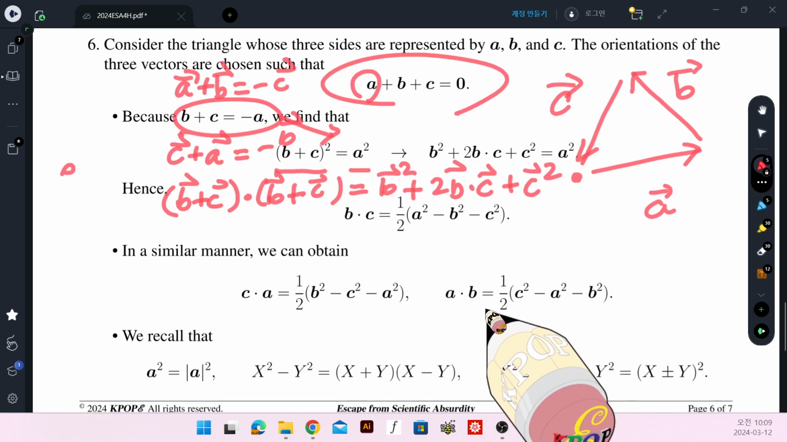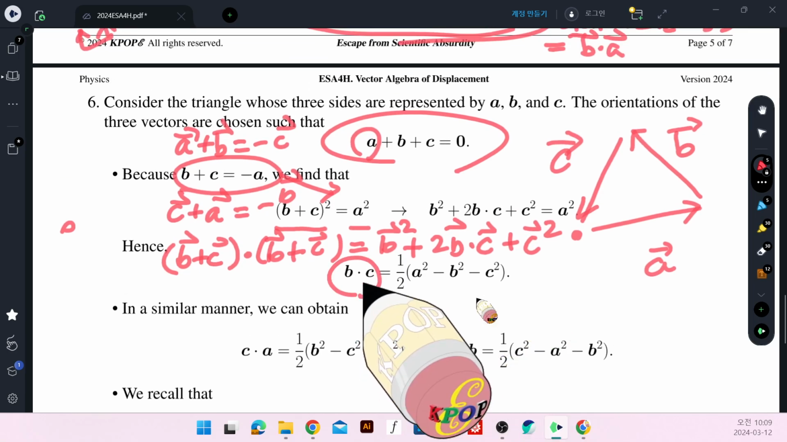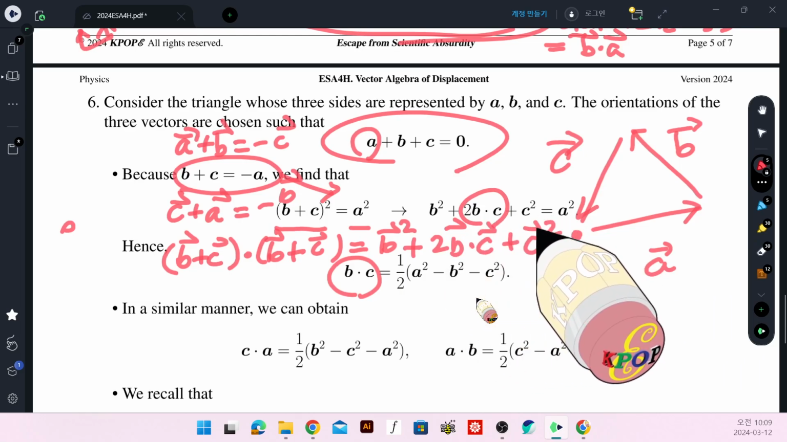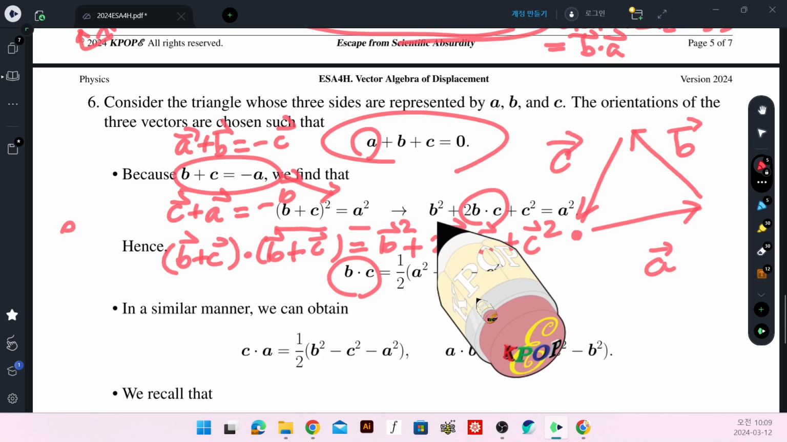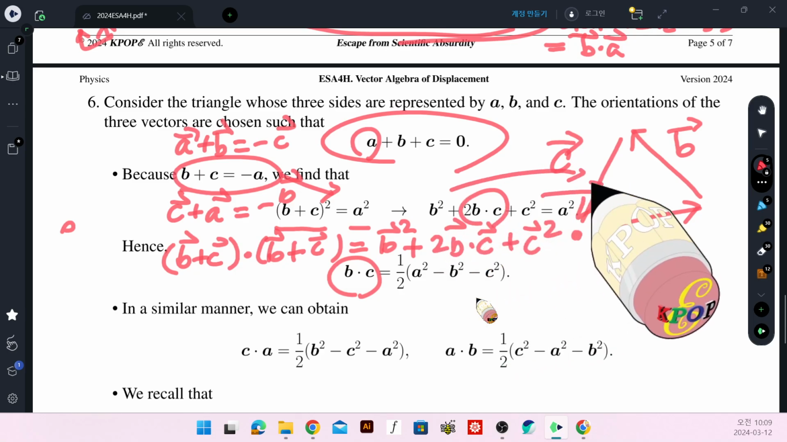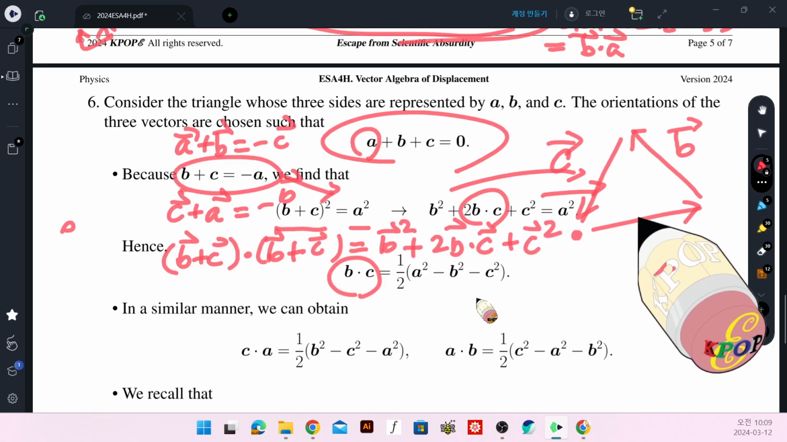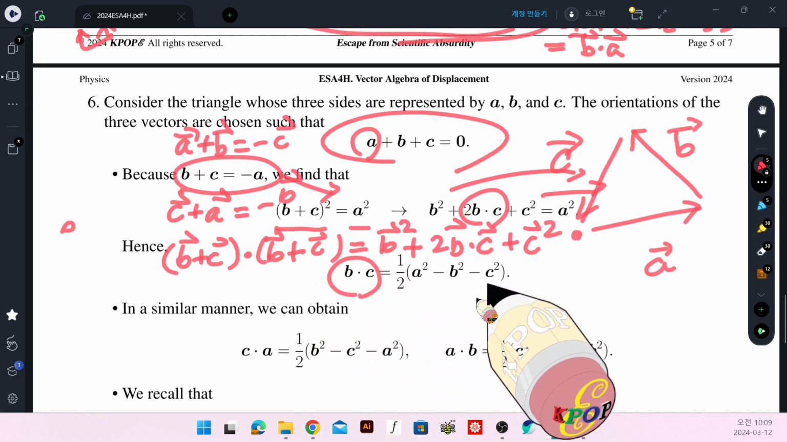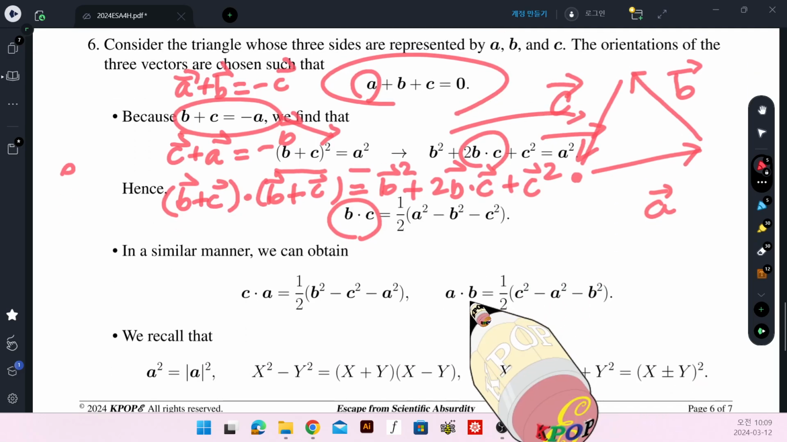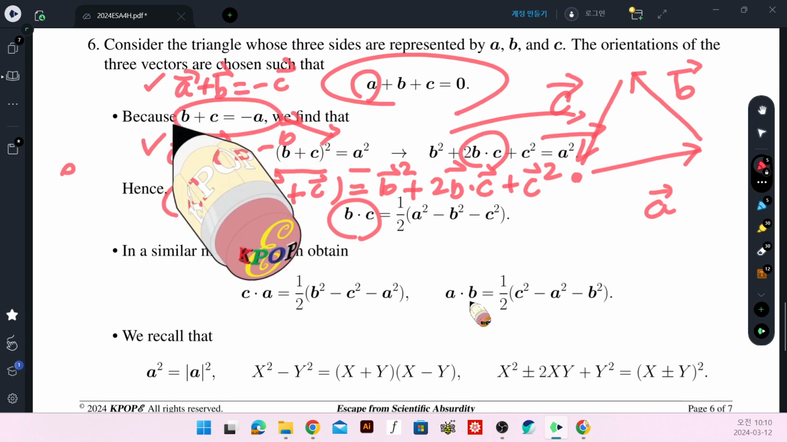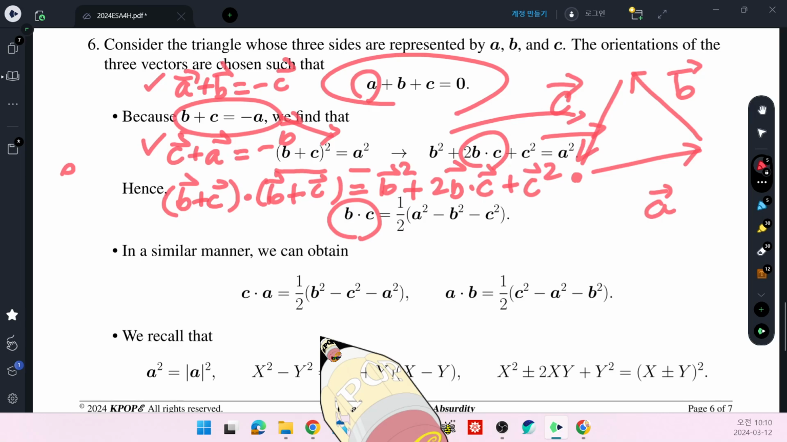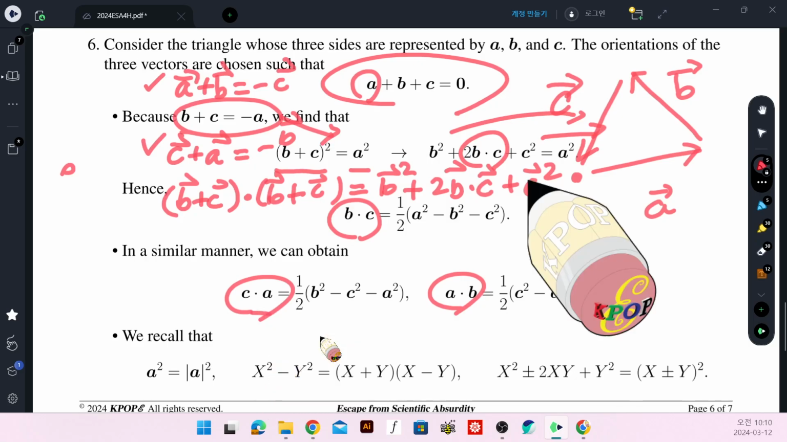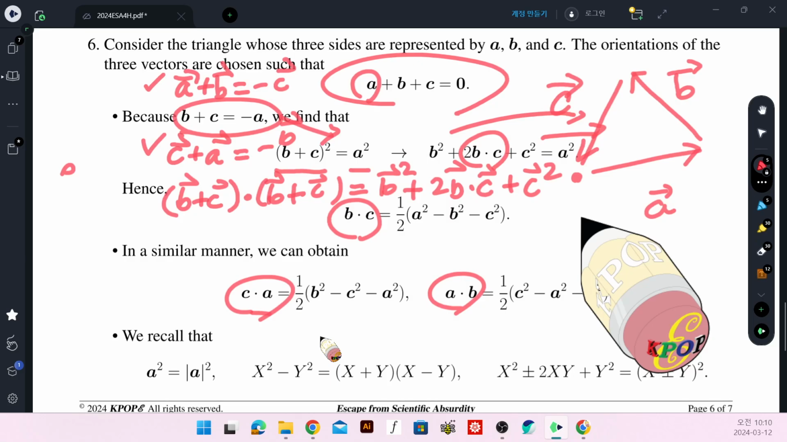So using this method, I can find that the scalar product B dot C can always be expressed in terms of a linear combination of A squared, B squared, and C squared. Why don't we move this B squared and C squared to the right side and divide both sides by 2, then B dot C is 1/2 times A squared minus B squared minus C squared. In a similar manner, I can make use of the other two identities and square them to find any scalar product between AB, BC, and CA in terms of A squared, B squared, and C squared.